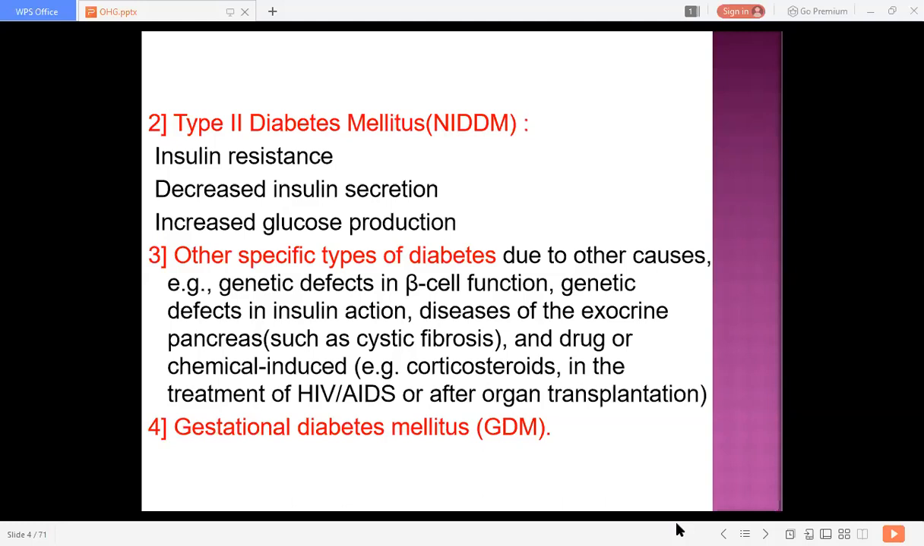Other specific types of diabetes due to other causes: genetic defects in beta cell function, genetic defects in insulin action, diseases of the exocrine pancreas such as cystic fibrosis, and drug or chemical induced, for example corticosteroids, in the treatment of HIV/AIDS or after organ transplantation. There may be gestational diabetes mellitus.